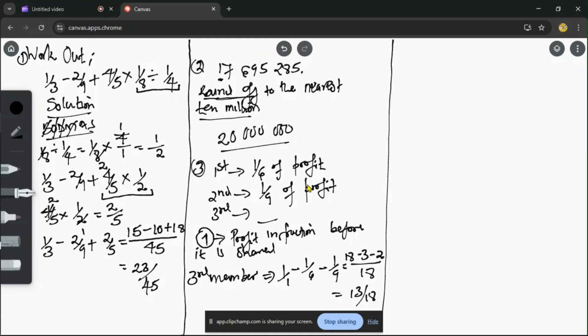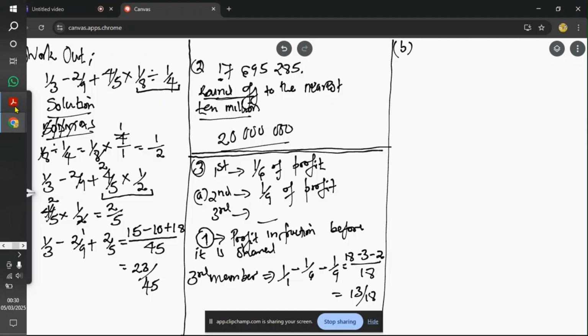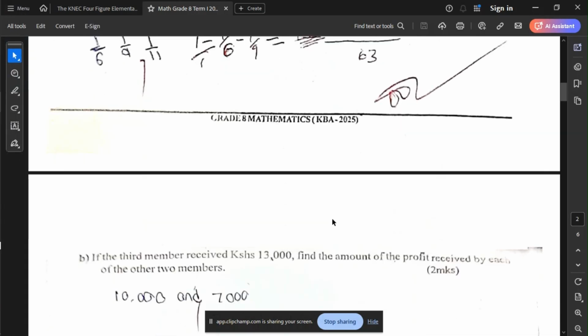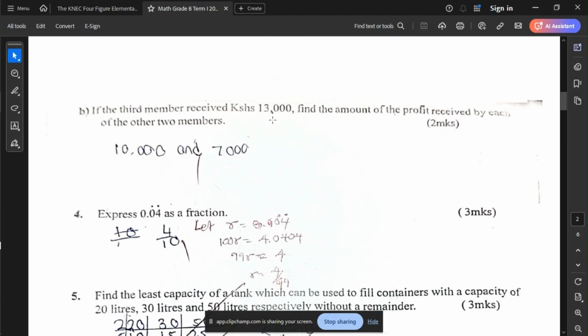Let me put a line there to differentiate my work so that you cannot confuse the working here. So this was A. Let us go to part B. Let us look at what the question says. If the third member received 13,000, find the amount of the profit received by each of the other two members.